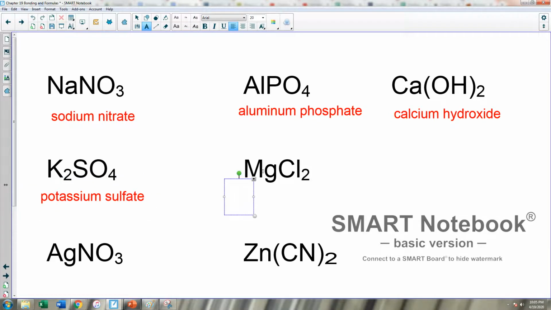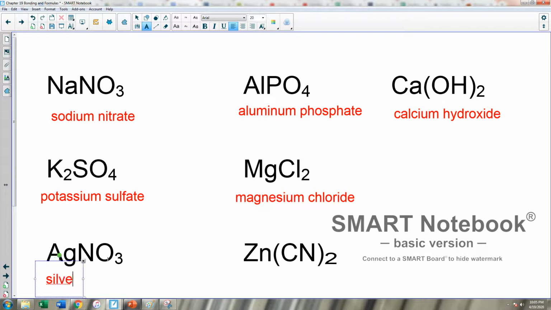I get to this one, MgCl2. I only have two elements here, so I have to just go back to the regular "ide" ending on this. So magnesium and chlorine. I'm just going to call this magnesium chloride. I don't need a special name because I don't have a polyatomic ion here. I've only got two elements total.